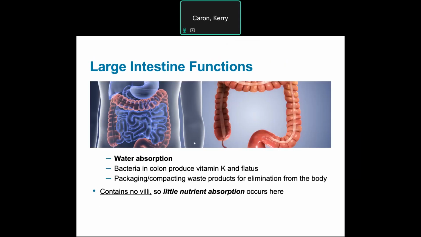The main function of the large intestine is water absorption. So most of it is making that chyme solid. Water gets absorbed. Also, bacteria in the colon may produce some vitamin K, which we need for clotting, and flatus, which is gas. It's going to compact the waste to form feces that can be eliminated from the body. It has no villi, so very little absorption is happening here. Hence, we can take out part of the colon or bypass part of the colon with a stoma, and it doesn't really affect our nutrition.